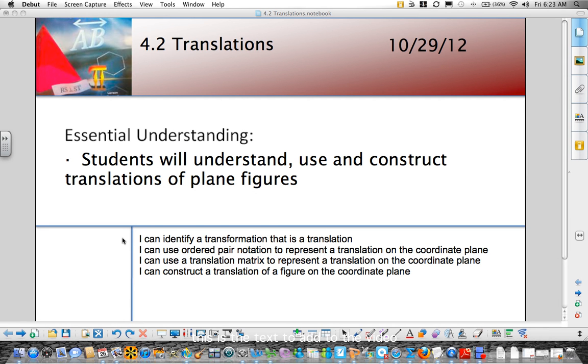We want to be able to identify a transformation that is a translation. We want to be able to use ordered pair notation to represent a translation on the coordinate plane. We want to be able to use a translation matrix to represent a translation, and we'll talk about this one particularly in class, not in the video. And then we want to be able to construct a translation of a figure on the coordinate plane. So let's begin.